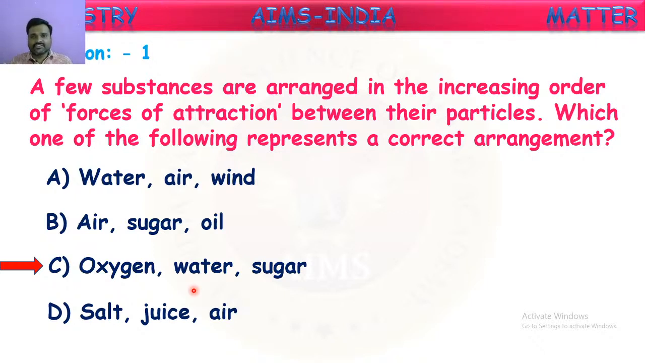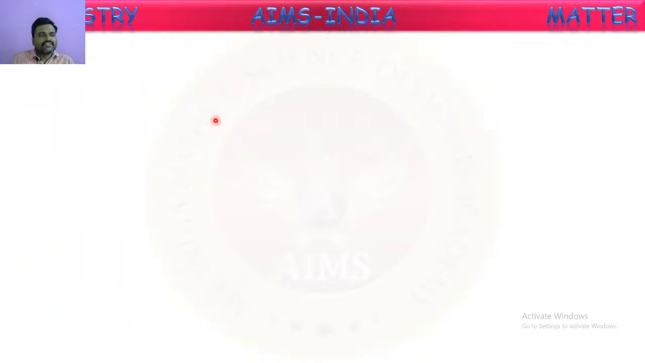The same might be asked another way: write the decreasing order of intermolecular spaces. For that also C will be the correct answer, because intermolecular distances are quite opposite to intermolecular forces of attraction. If attraction increases, distance decreases between the molecules. If attraction decreases, molecules move away so that distances increase between the molecules. Now let us see the next question.